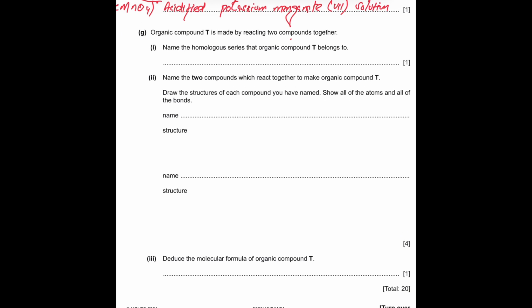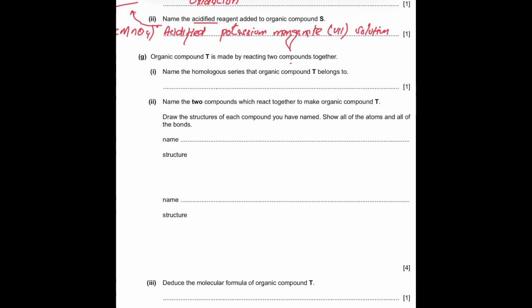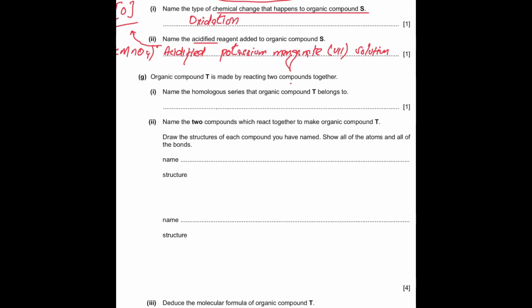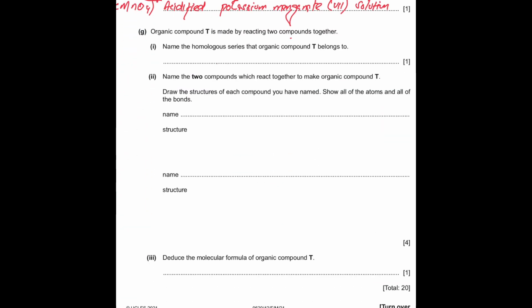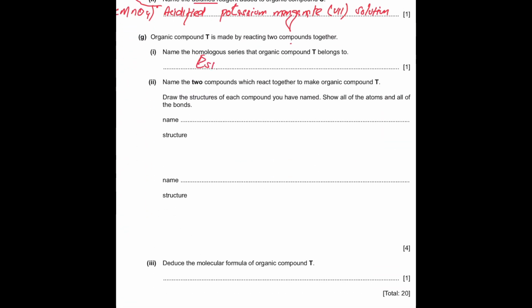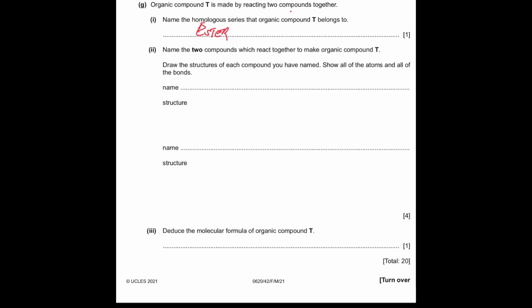So in the next part G, organic compound T is made by reacting two compounds together. Name the homologous series that organic compound T belongs to. So T is methyl butanoate. So that belongs to the family of esters. So in the next part, name the two compounds which react together. Now it will explain how it belongs to esters. Name two compounds that react together to make organic compound T. Draw the structure of each compound. You have to show all the atoms and the bonds.